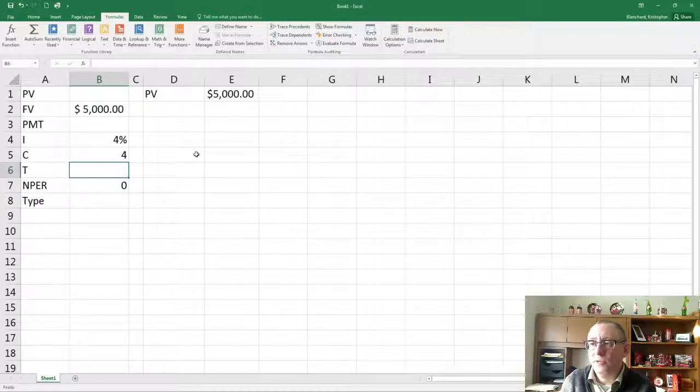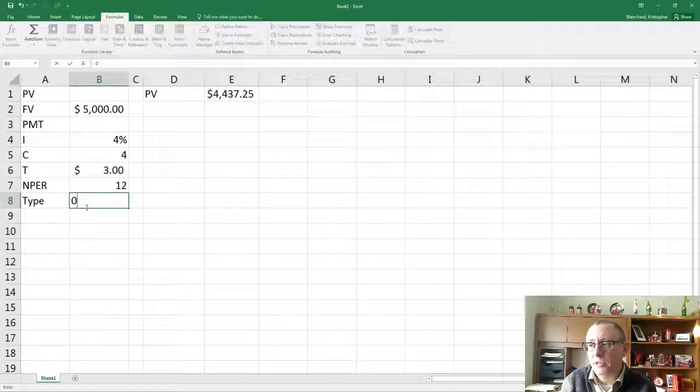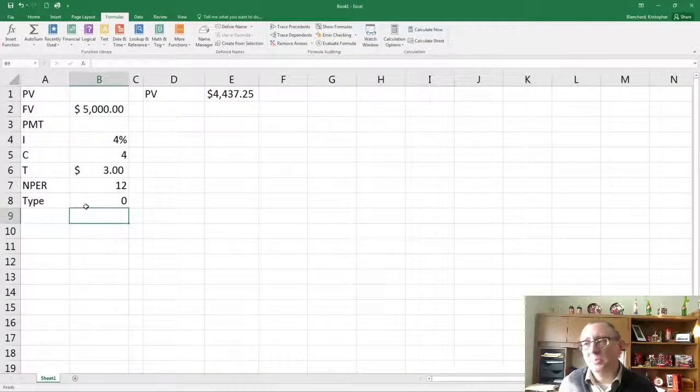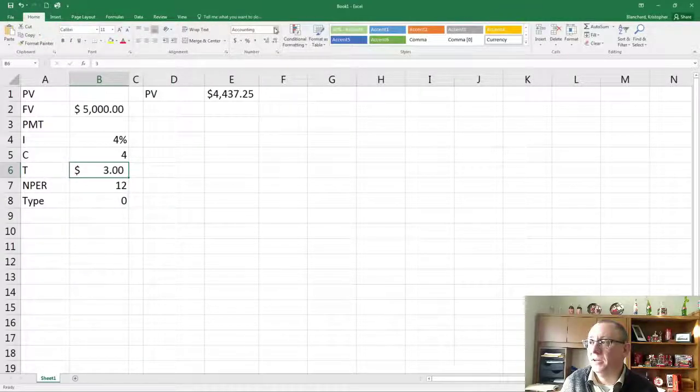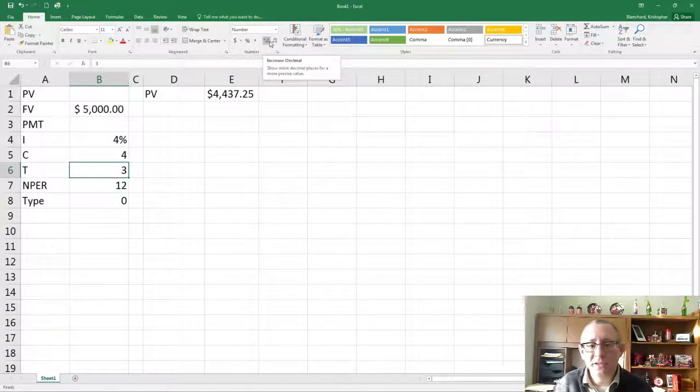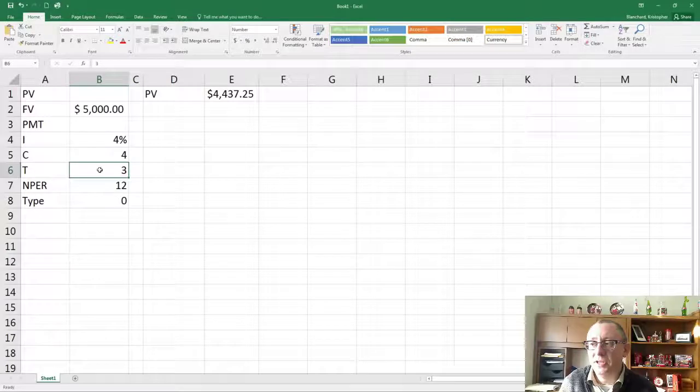Okay, so we're going to earn 4 times per year, and we need this in 3 years. So we put our 3 in there, and finally we're going to put our type as 0. So basically, what this means, if you need $5,000 3 years from now, and our time is actually, let me format that. That is not an accounting, that's just a number, and I'm going to get rid of a couple of decimal places. There we go. So there's our time is 3 years.